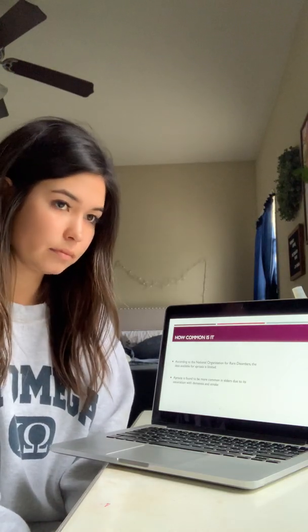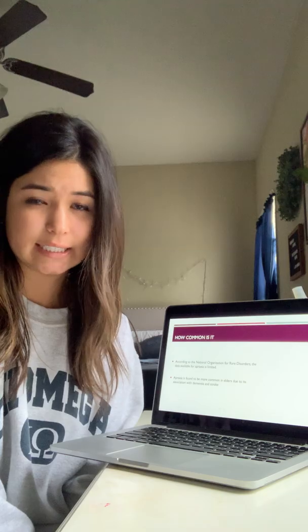And then, how common is it? During my research, according to the National Organization for Rare Disorders, the data for apraxia is limited. I think the gist of the research I found was that these people are still able to function, and the research on it is not very serious. Apraxia is more commonly found in elders due to its association with dementia and stroke.